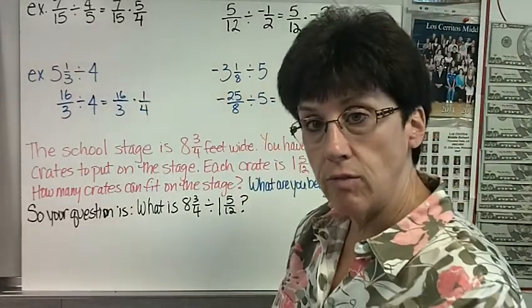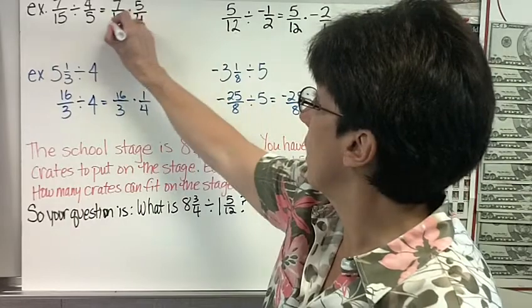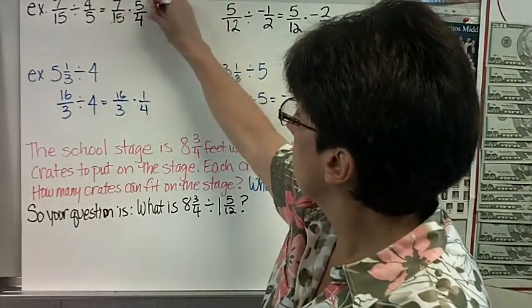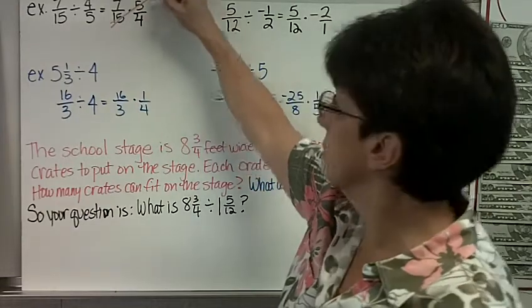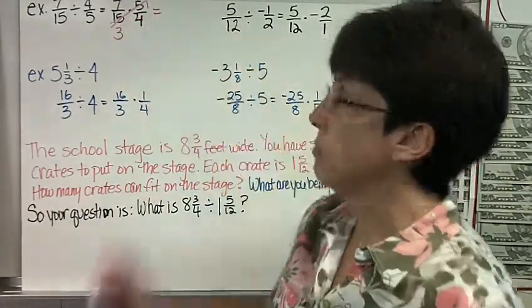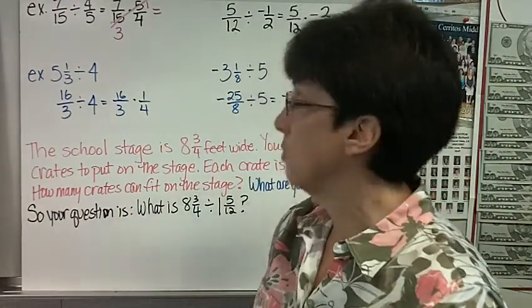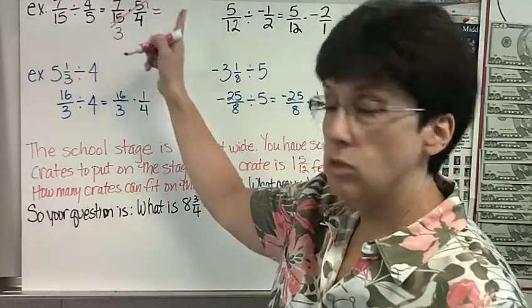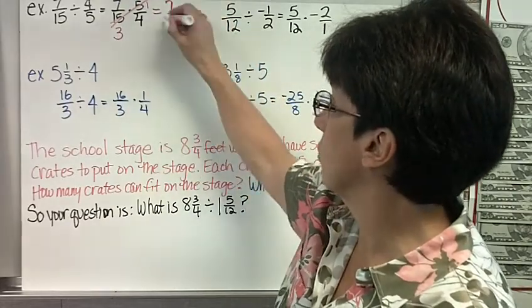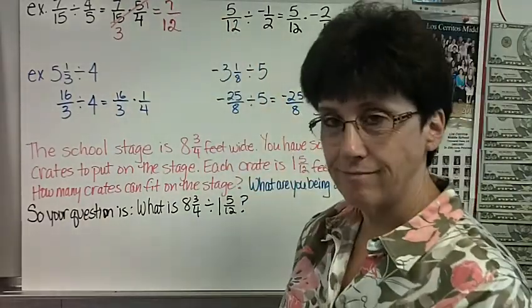Now I see, can I simplify anything? Yep. 5 and 15 have a common factor of 5. 5 goes into itself once. 5 goes into 15 3 times. Now remember from the other video, when we're multiplying with fractions, we simplify and we multiply straight across. So 7 times 1 is 7, and 3 times 4 is 12.